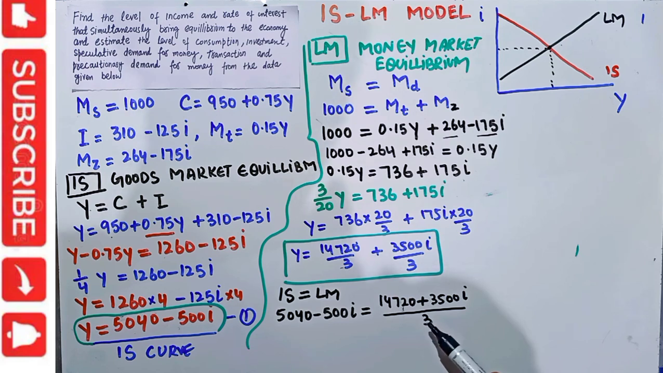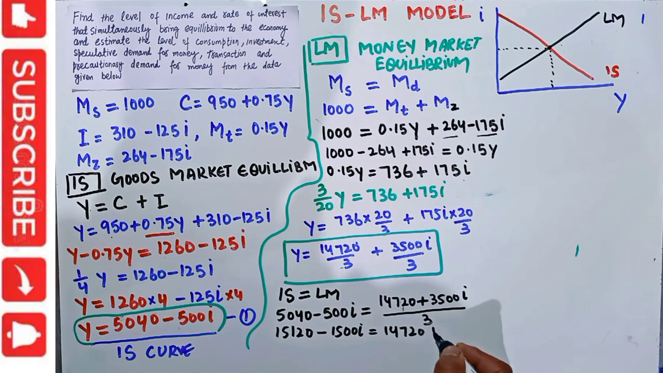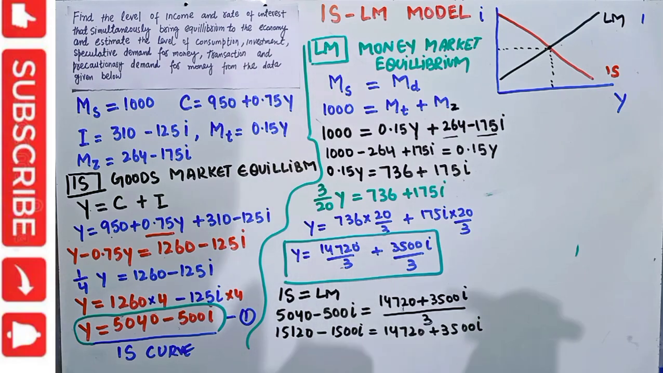Let us do one thing. Let us multiply this 3 to each of these, rather let's do the cross multiplication here. So 3 into 5040 will become 15120, minus 1500 I will be equal to 14720 plus 3500 I. Transposing the relevant terms here, so let's transpose this to LHS and this term to RHS.